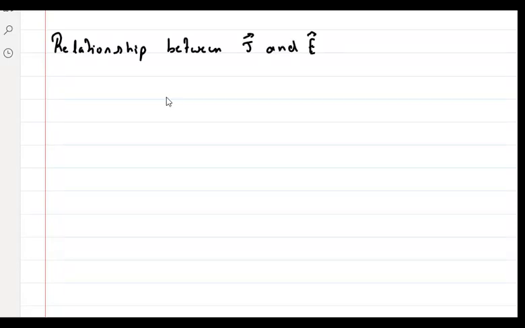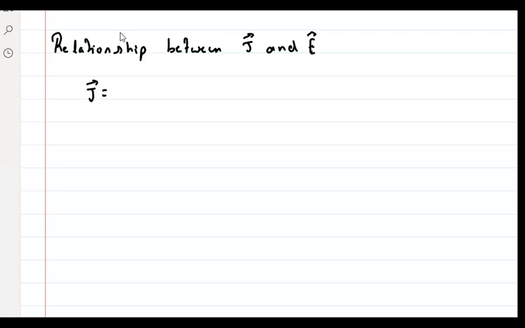Now, let us see the next question. So, a potential difference, or I'll give this question as homework. Forget about this. I'll give this question as homework. Okay. So, let's come to the next concept. The next concept is the relationship between J and E, current density and electric field. So let us see this.